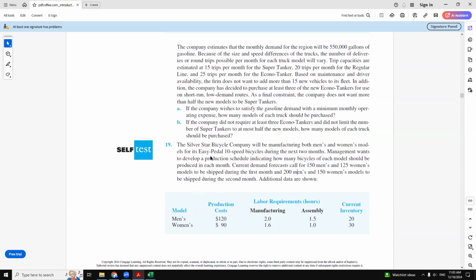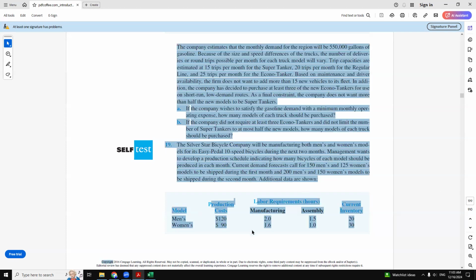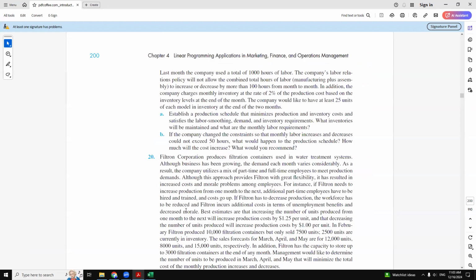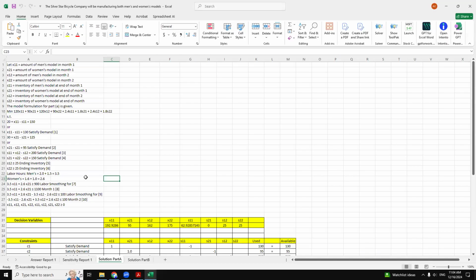These are all the constants defined in the question, and this is a tabular format where they have provided the data. The question is divided into two parts. First, we need to establish the production schedule. Next, if we change the constraints, what will be the impact, how much will the cost increase, and what will be the recommendation. So here's the solution.